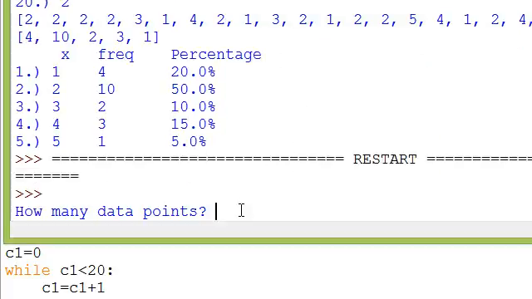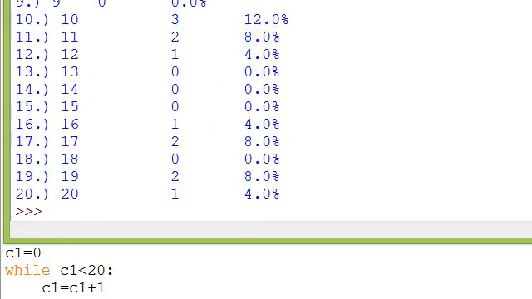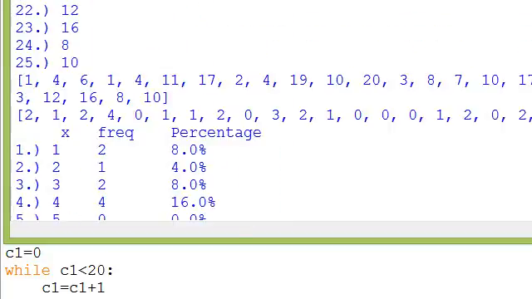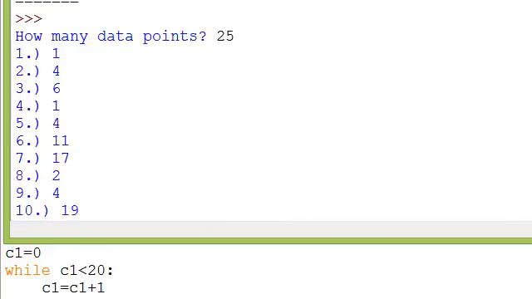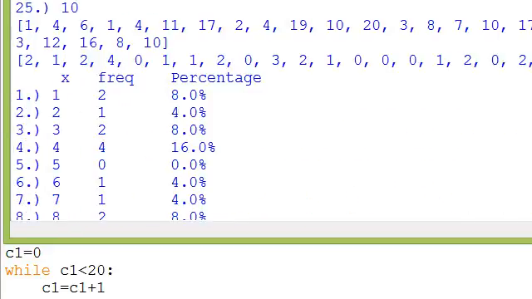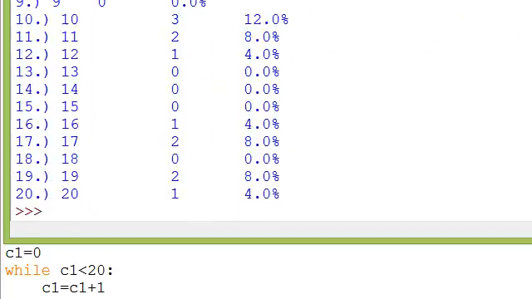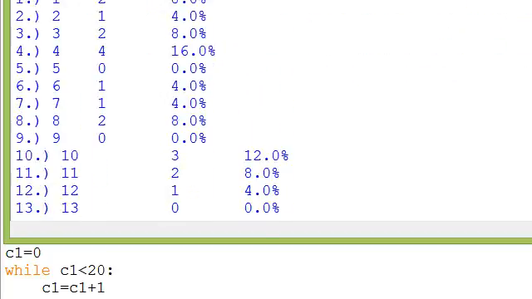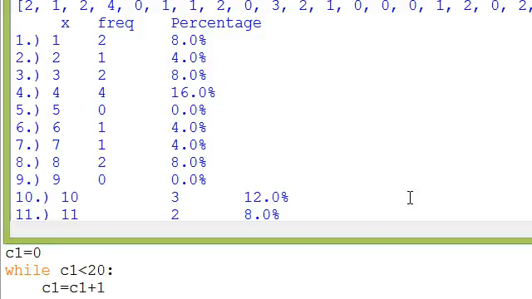Okay, how many data points? Let's just go ahead and say 25. Alright, so we asked 25 people what's your favorite number between 1 and 20. Right, between 1 and 20. And let's just look at this table here. That's easy to read somewhat.